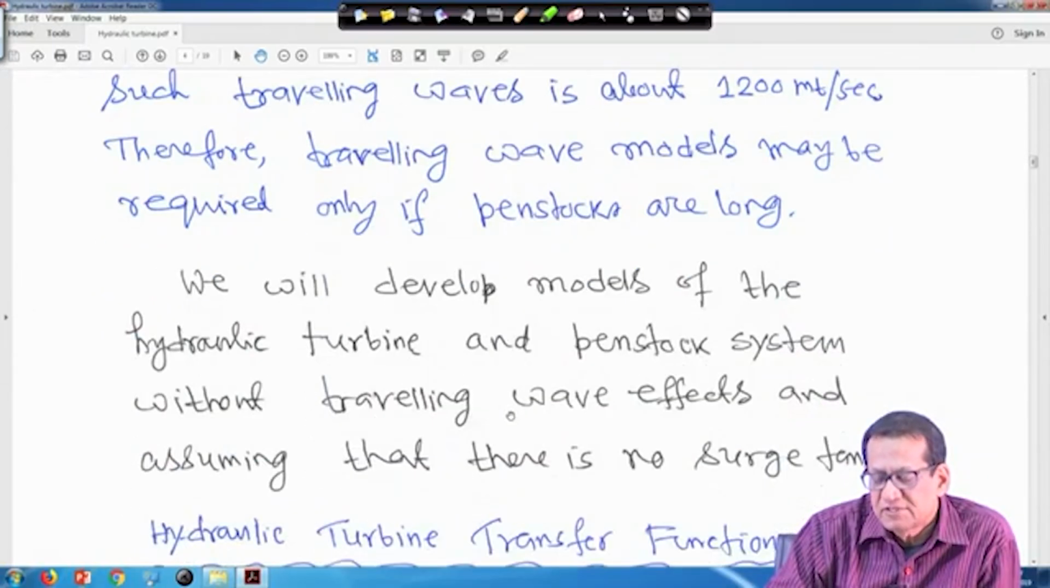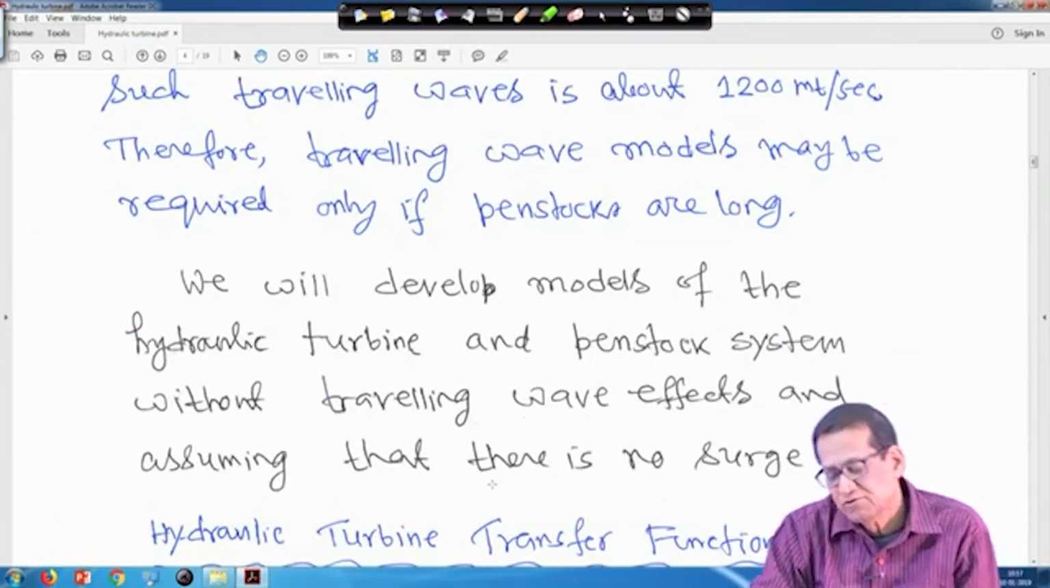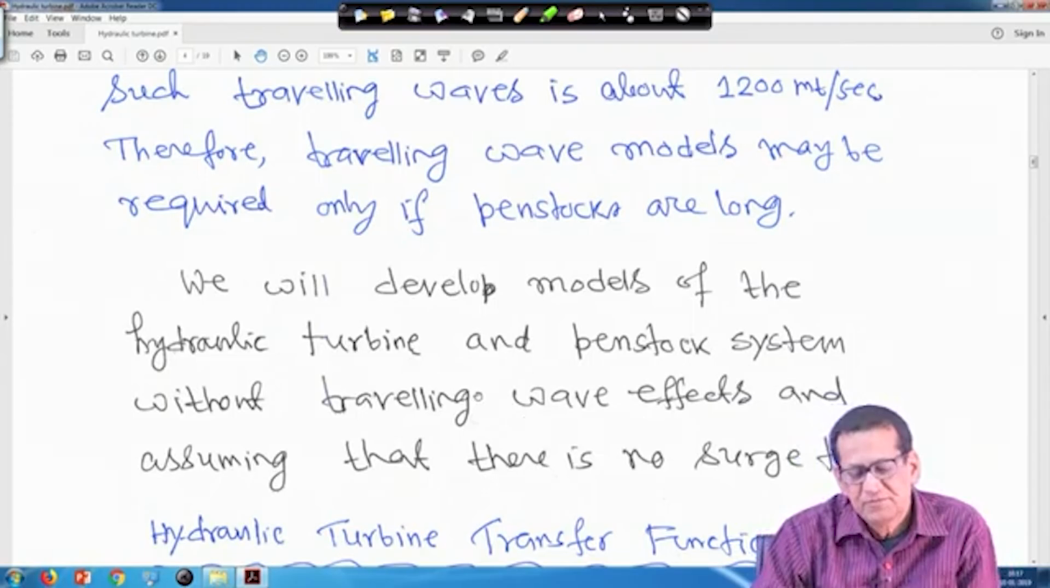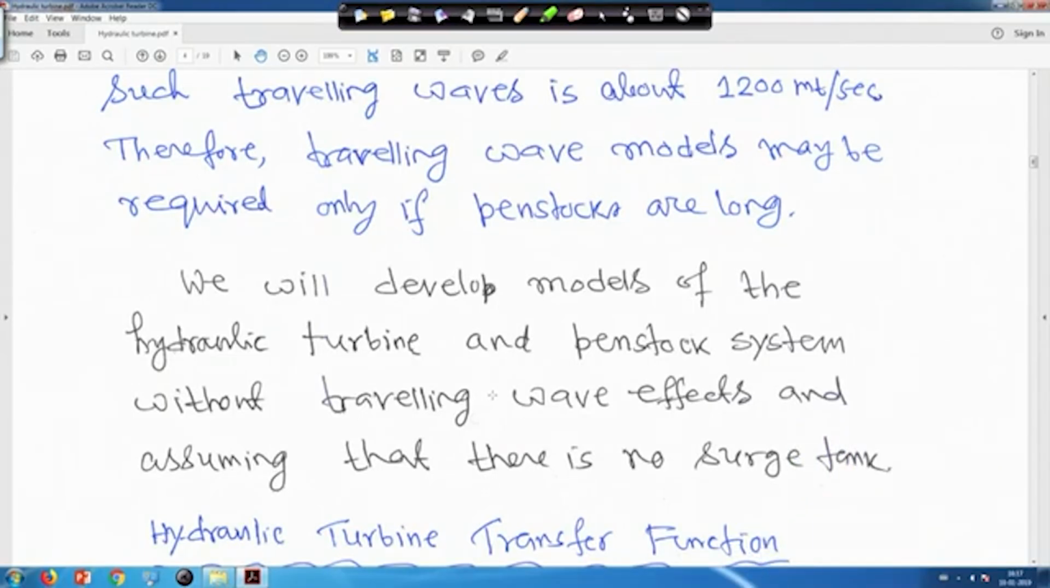We will develop the models of the hydraulic turbine and penstock system without travelling wave effects and assuming that there is no surge tank. Based on these assumptions we will model the hydraulic turbine.